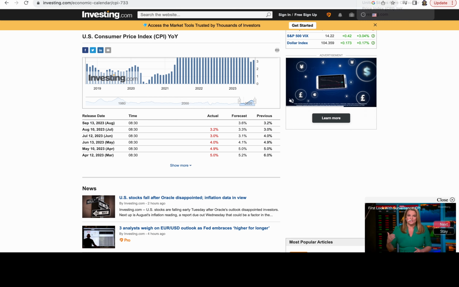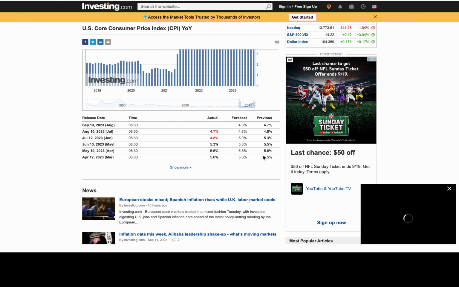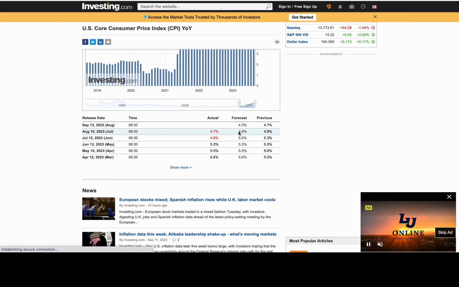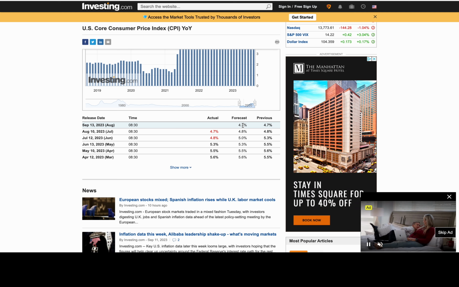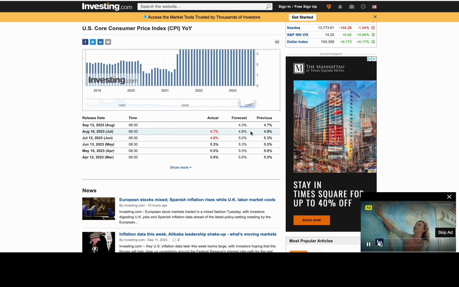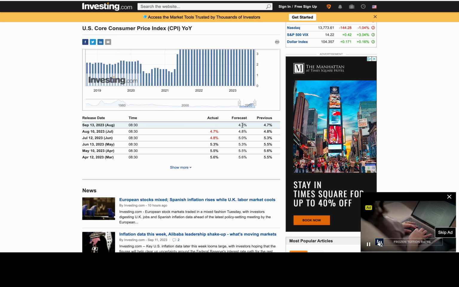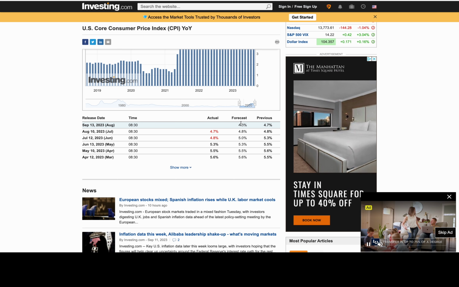If we look at core CPI, it's weird. The last couple of core CPI readings have been coming in lower than expected as well. But we are expecting it to come in lower at 4.3. The last one was 4.7. That's really interesting how core CPI and regular CPI are a little different from each other.